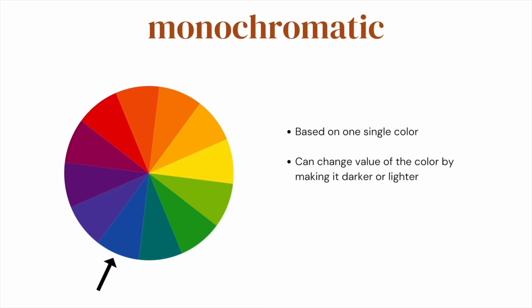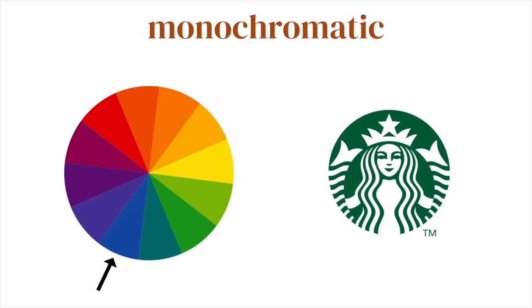Then we also have one called monochromatic. This is based on one single color. You can change the value of the color again by making it lighter or darker. And an example of a brand that uses this would be Starbucks. The Starbucks logo is known for that dark green color and would be considered a monochromatic color scheme.